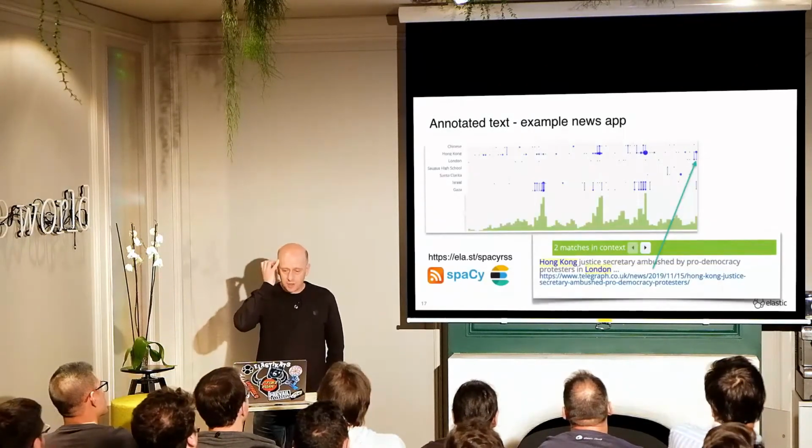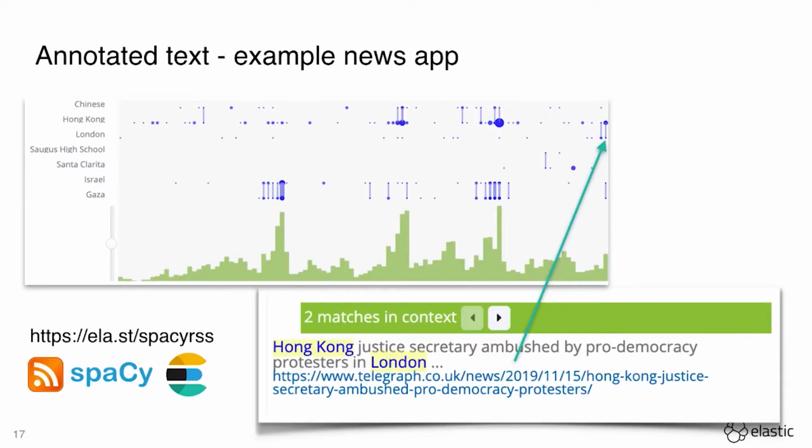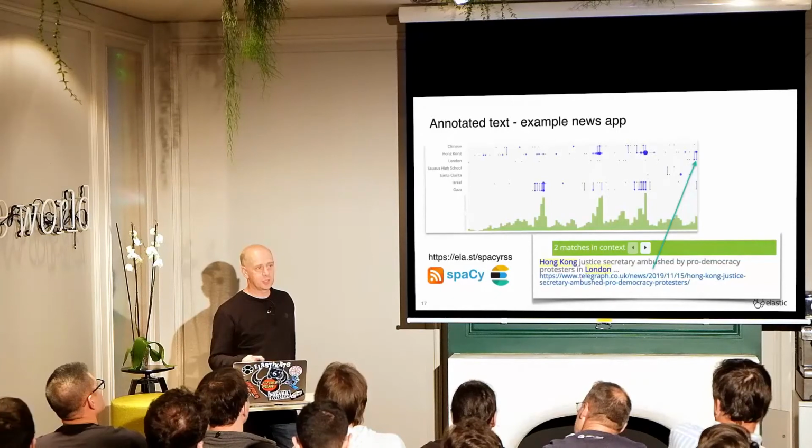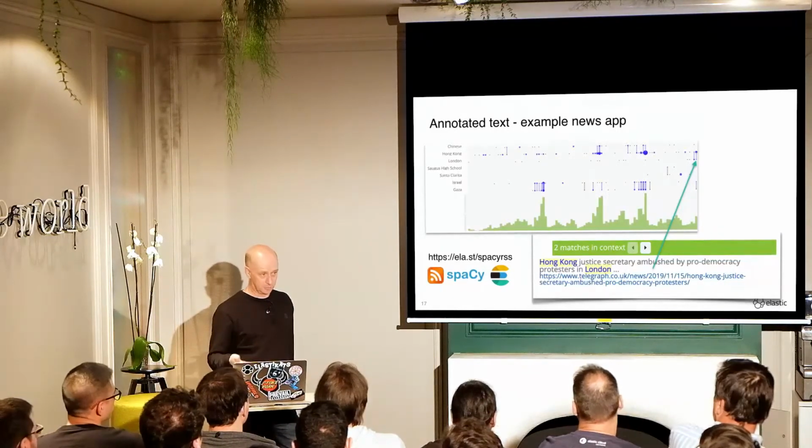I have an example application if you're looking for something to get started with a named entity recognition tool like Spacy. That's a Python-based tool. There's a URL on the left here, ela.st/spacyrss. This is just a little Python script that you give a list of RSS news feeds, and it will download and index those, and it will run them through Spacy, and then it will annotate them. So you'll get the names of companies and places and people and all those sorts of things.